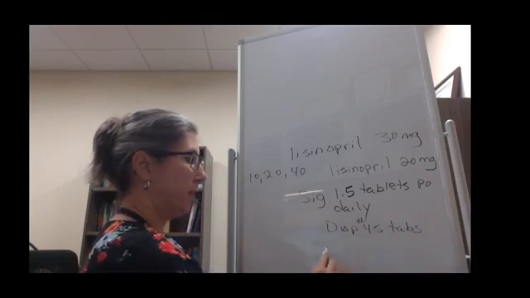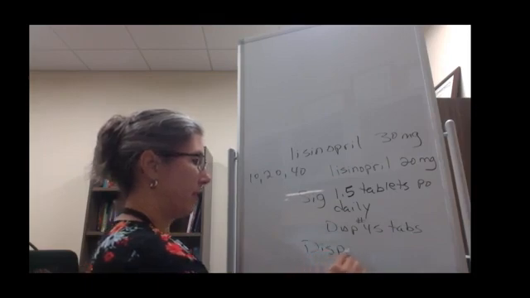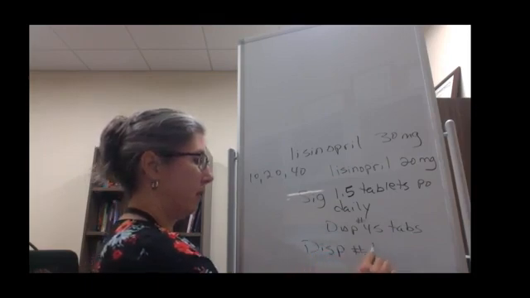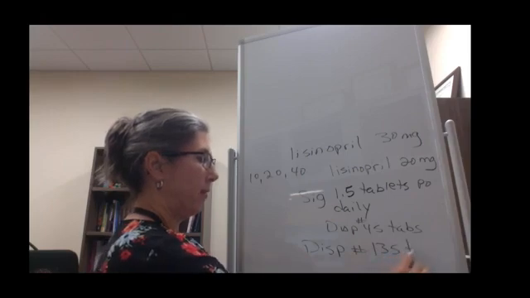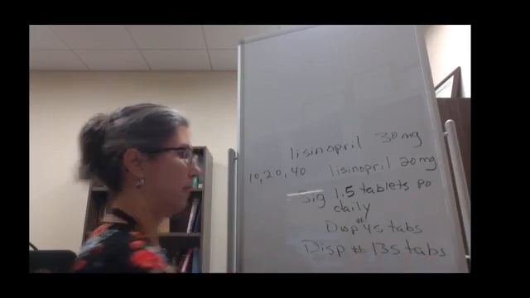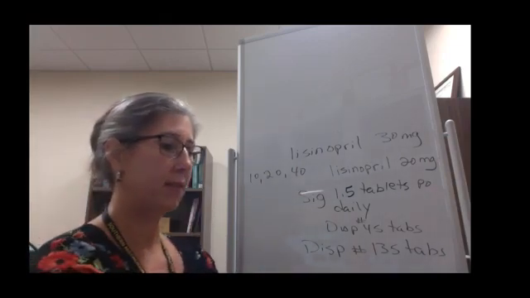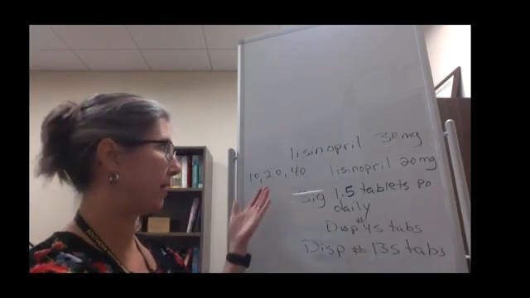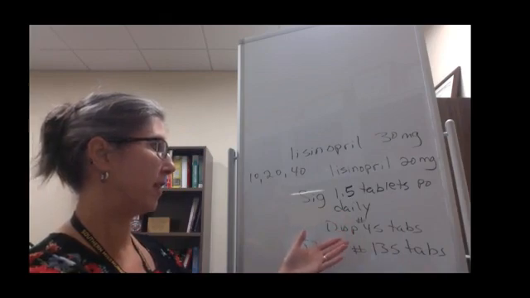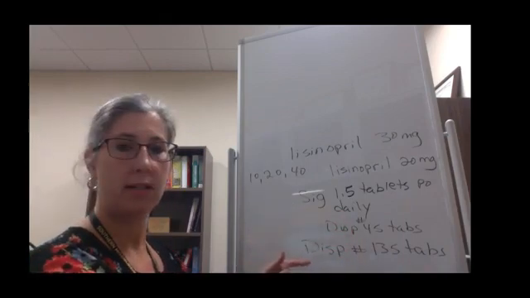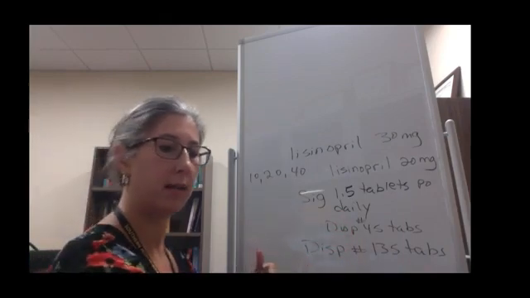And if that was going to be a 90-day supply, we would dispense number 135 tabs. Okay? So you really just have to think these through, think about what you have on hand, how much you need the patient to have, and how many for a 30-day supply or a 90-day supply.